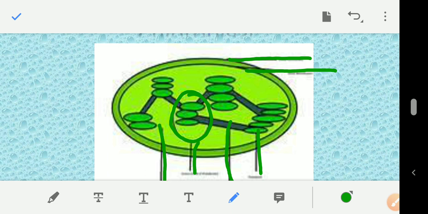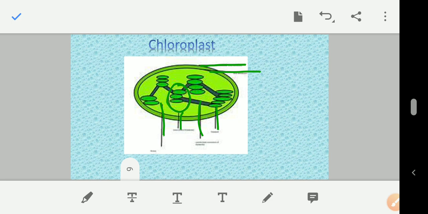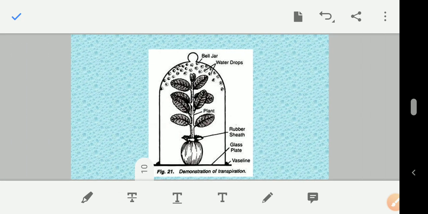This is matrix. Now, if you are drawing the diagram of chloroplast, showing the presence of ribosomes and the circular DNA is not mandatory. It is mandatory when we are asking Draw the diagram of chloroplast and prove that it is a semi-autonomous body. Then you are supposed to draw a circular DNA, otherwise not required.